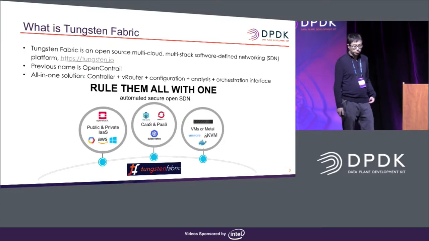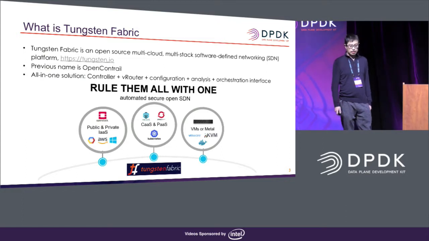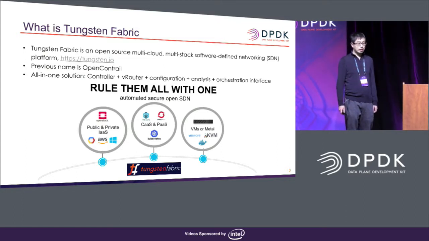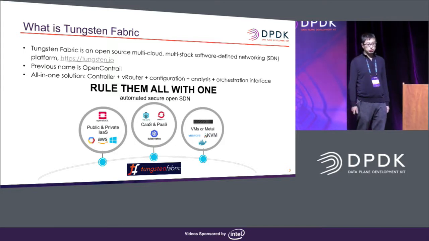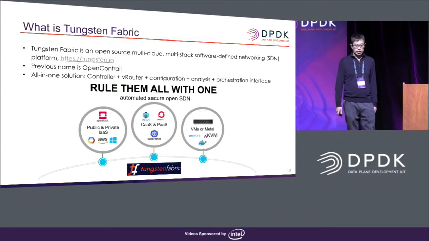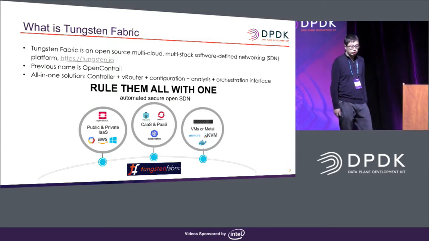First, what is Tungsten Fabric? Tungsten Fabric is an open source multi-cloud, multi-stack SDN solution platform. Its previous name, which is much more famous, is OpenContrail, open sourced by Juniper. This is the link of Tungsten Fabric. You can get more information from this web link.